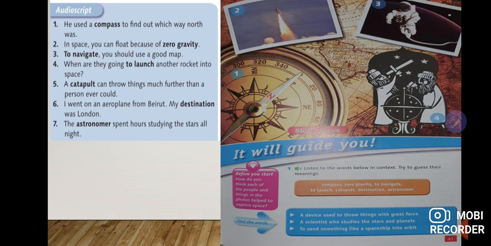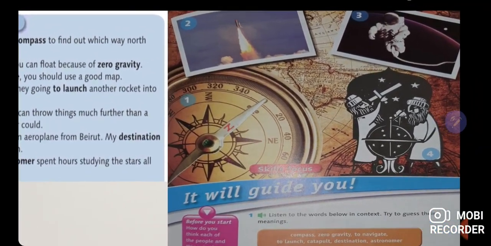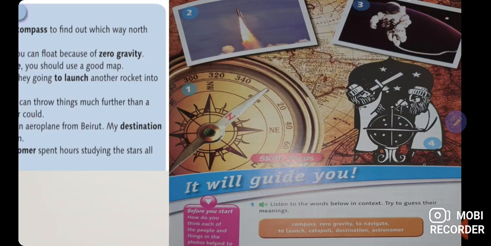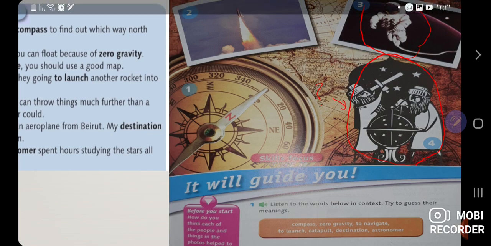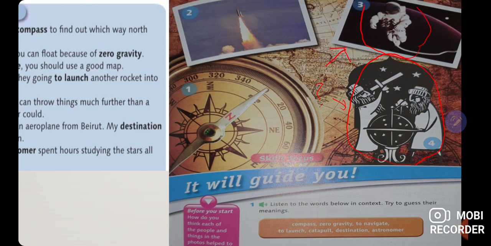Now, open your student book at this page. Before we start, when we look at these pictures here, what do we expect the lesson will be about? Who are these? What do we call them? What is this? What do we call it? It actually relates to the previous lesson words that we translated. What is this? And what is this? What does it do?